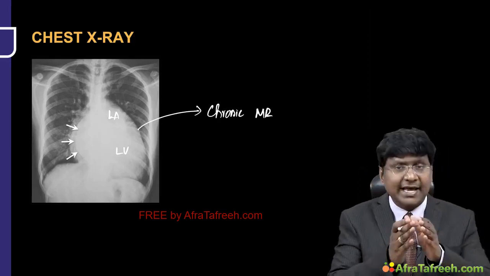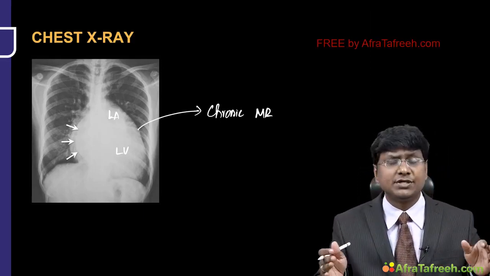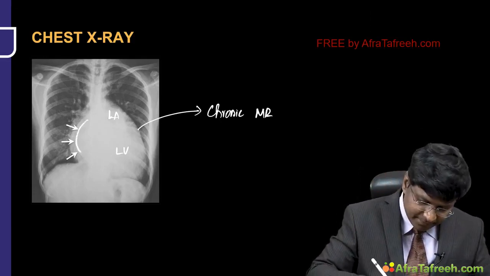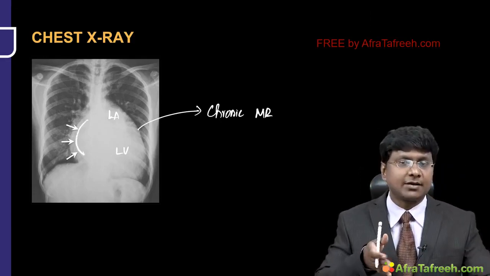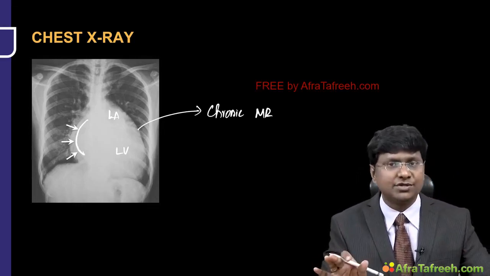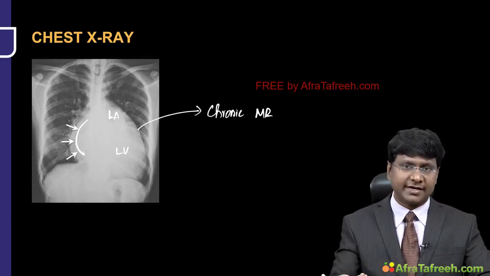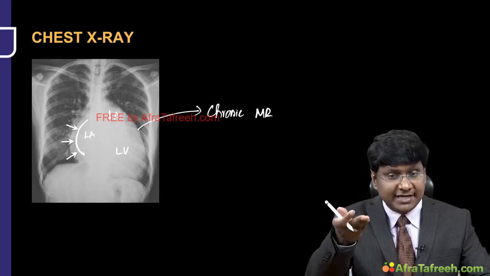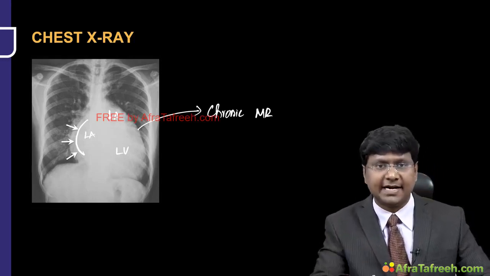Now this LA is massively enlarged, and that forms the right heart border. Right. So in the right parasternal area, whatever you see, you will see the shadow of the left atrium. Normally you don't see it, because normally the left atrium is retrosternal. But whenever the left atrium is enlarged, it forms the right heart border of the cardiac silhouette.